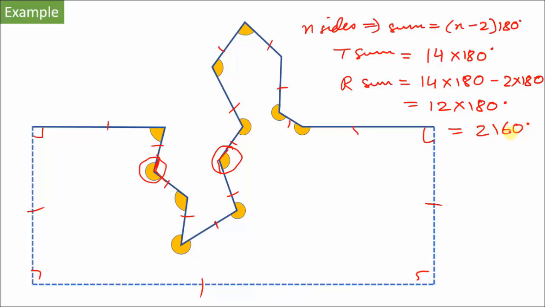Now in questions which talk in general terms and nothing specific is given, but the answer is required as a specific number, know for sure that a little creativity, a little construction will be required in such questions. Let's move on to the next question.